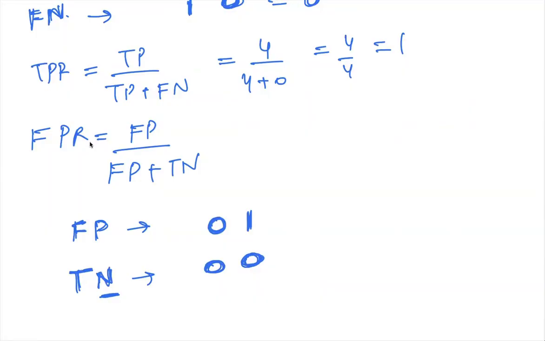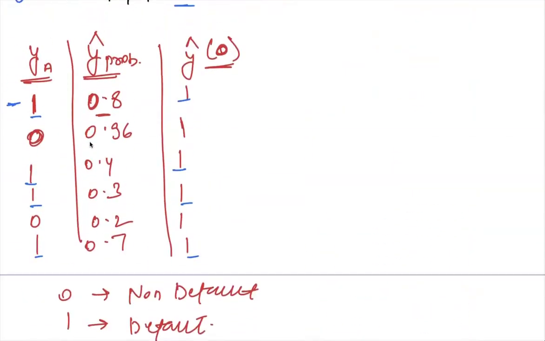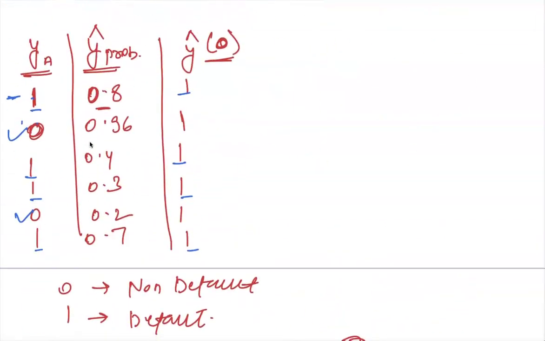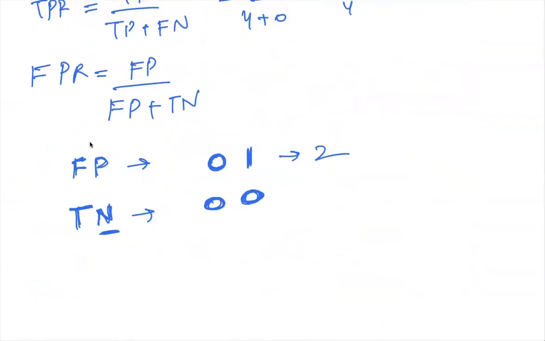So let's see 0, 1. Let's see how many cases of 0, 1 do we have here. This is one case, and this is the second case. So 0, 1 is 2. And how much is 0, 0? There is no 0, 0, so this will be 0. So how much is your false positive rate here? False positive by false positive plus true negative. So this will be 2 by 2, which is 1.